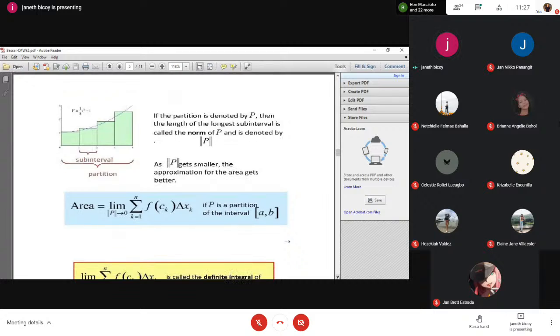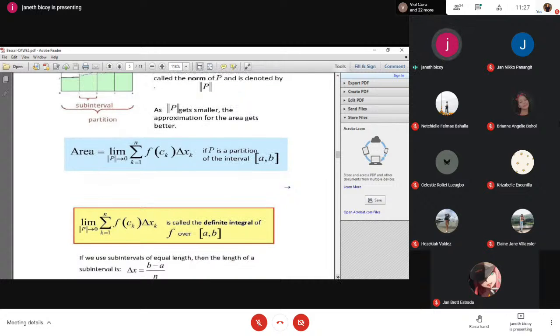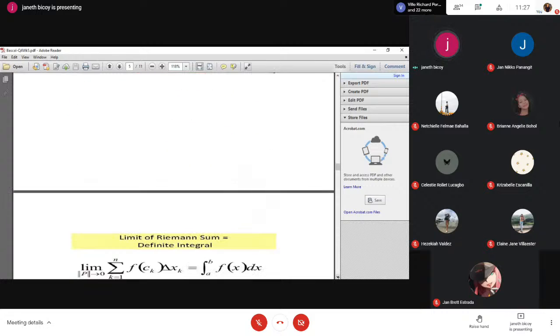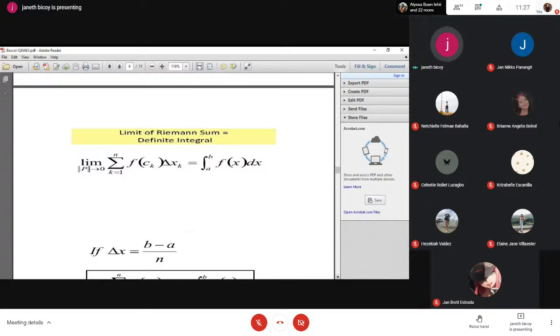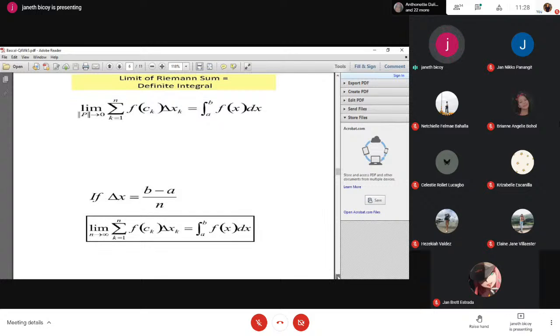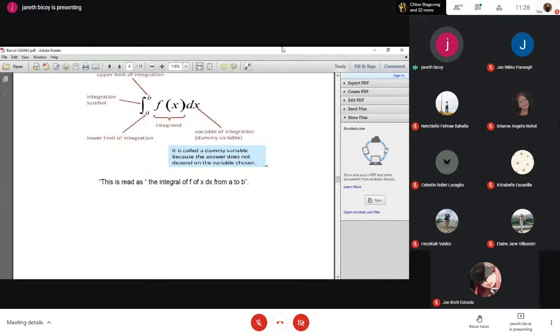this is just the notation. Area is equal to the limit of f of c sub k. Okay, never mind that one, it will just confuse you. So the limit of the Riemann sum is just equal to the definite integral, the limit of the sum of your rectangles. Now, the definite integral.